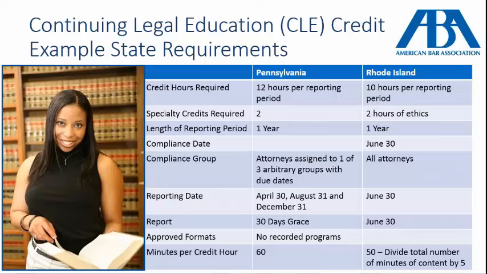Again, another look at the American Bar Association here. You can see some differences between Pennsylvania and Rhode Island, just on the same piece, what it really looks like. I think Pennsylvania's really nice, giving you 60 minutes per credit hour, as opposed to Rhode Island giving you 50 minutes. You lose 10 minutes every hour.